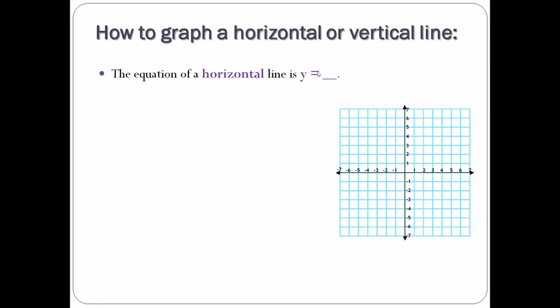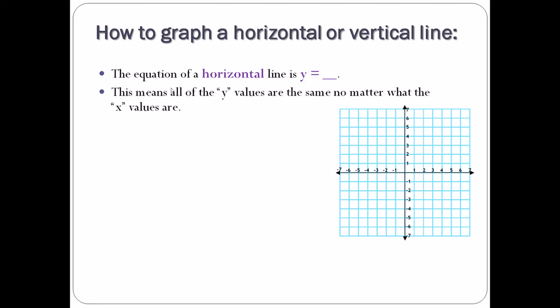And I didn't know how to write the something here, so we just put a blank. I know it's counterintuitive because you're like, but y's don't go across. But trust me, if you see an equation that's just y equals some number, it's a horizontal line. This means all the y values are the same no matter what the x values are. We don't have any x's in this equation because it doesn't matter. The y will always be whatever number is written here.